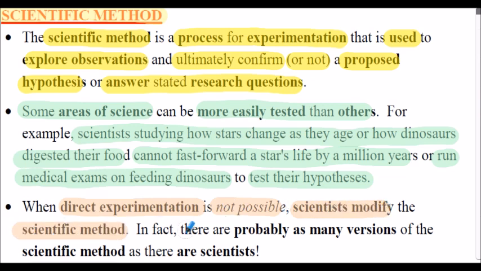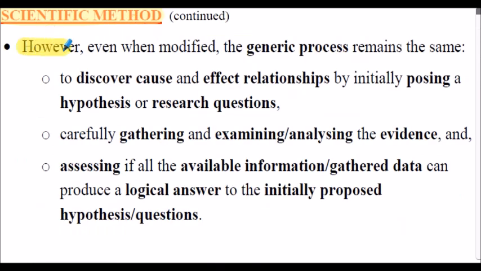In essence, there are probably as many versions of the scientific method as there are scientists. So the first thing to note about the scientific method is that it is often stated in generic form and can be adapted to suit an individual approach to undertaking a specific type of research. However, even when the approach is modified, the generic process of the scientific method remains the same.